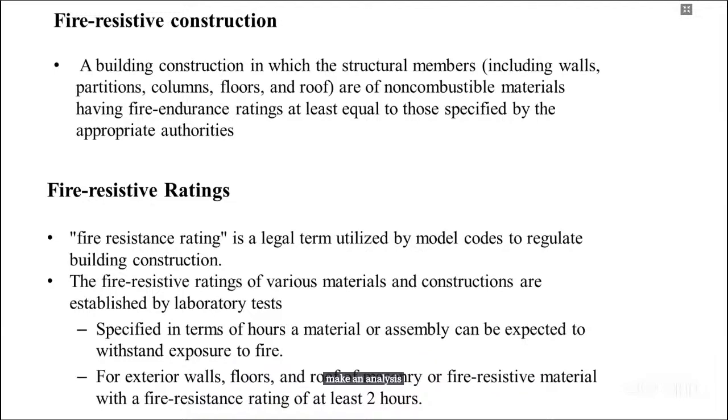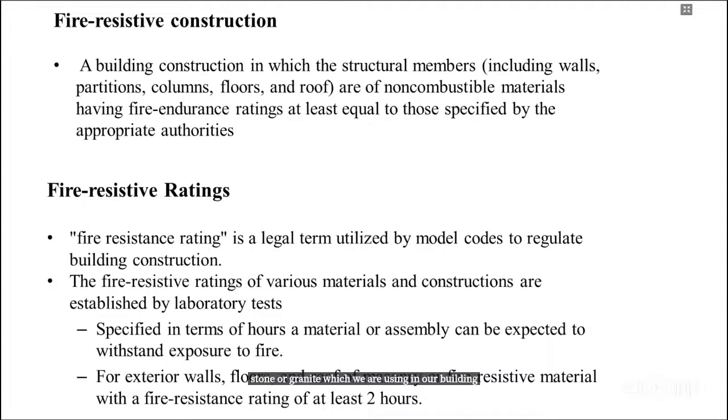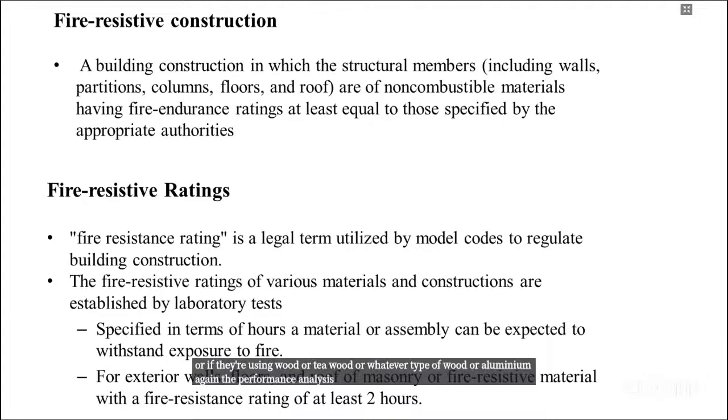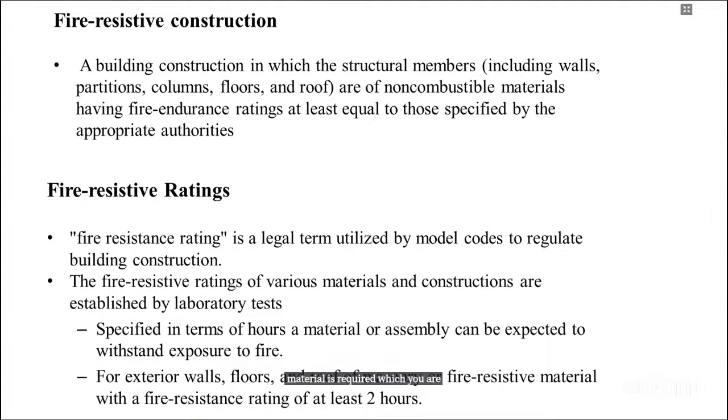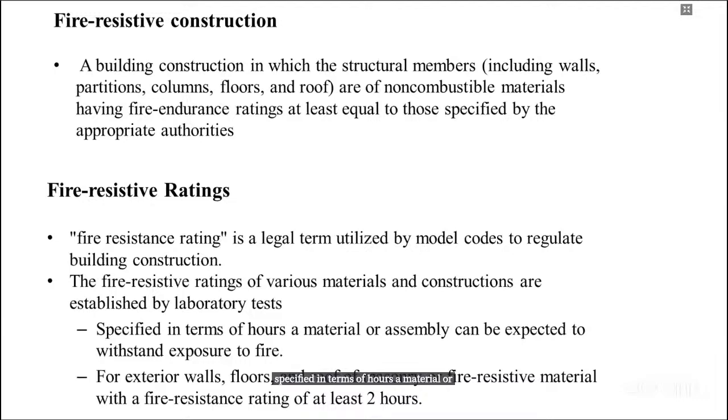So in the analysis, if we take a non-combustible material, maybe stone, we have to give the thickness of the stone and we have to give the performance analysis of that particular type of stone or granite which we are using in our building. Or if we're using wood or teak wood or whatever type of wood or aluminium, again, the performance analysis of that particular type of material is required, which you are claiming as a life cycle analysis of that particular building. It is specified in terms of hours a material or assembly can be expected to withstand exposure to fire.